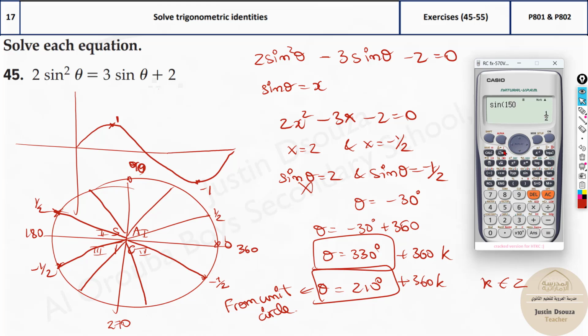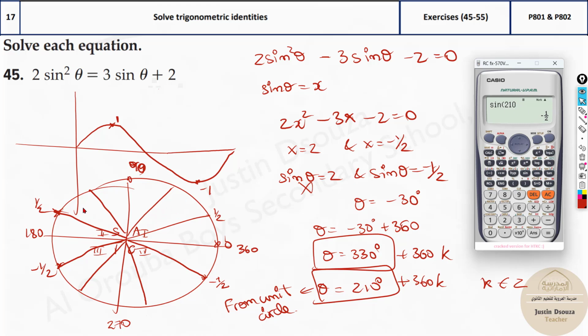So 150, you got again half. I want minus half, not at 180. But now if I do 210, I get it. See, I already have this. I can go here. Otherwise, an easier method is if you just know the signs of sine.